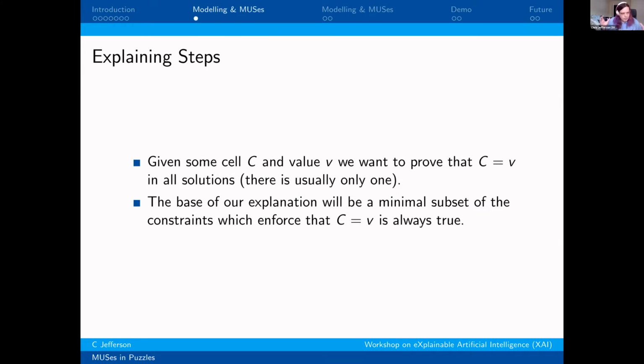So to do this computationally, we want to prove that given some cell and some value for that cell, so in the case of Star Battle, it's star or not star, in all solutions, there is a star here or there isn't a star here. Usually puzzles only have one solution. That's a general rule, but it's not a requirement for our system. So what we want to find is the smallest subset of the problem where you can still correctly deduce that variable has to take that value. And if you get too small a subset, there'll be solutions to that bit where it doesn't take that value.